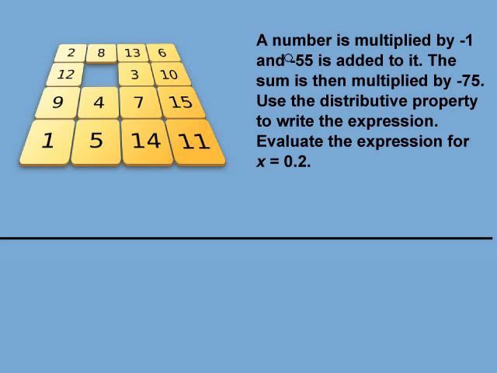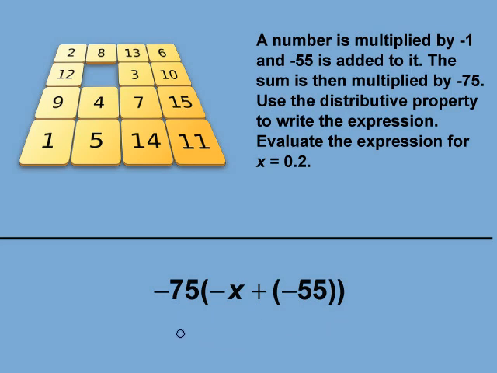Let's start with this part. A number is multiplied by -1 and -55 is added to it. Since we don't know which number, we designate it as -x. This number is increased by -55, so we write -x plus -55. The sum, or the entire expression, is multiplied by -75. So we enclose the expression in parentheses and multiply the whole expression by negative 75 as shown here.